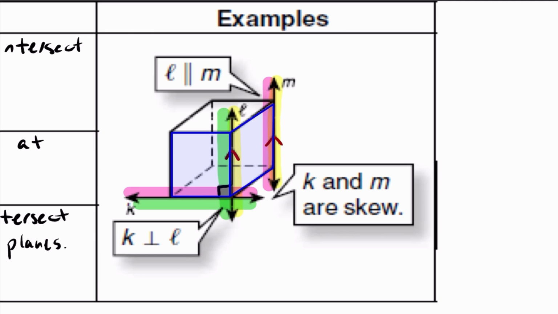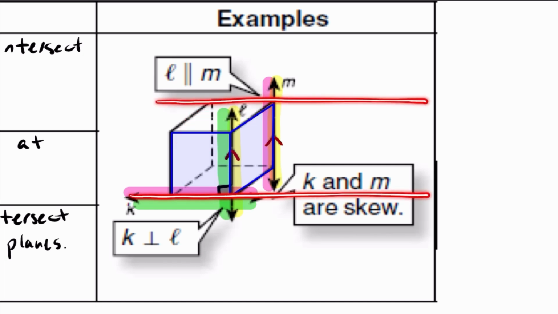Here's another example of skew lines. Let's take a look at the top plane and the front plane. I'm going to draw a line here and a line there. Note that these two lines don't intersect, but they are on different planes. So they are not parallel lines, they are skew lines.